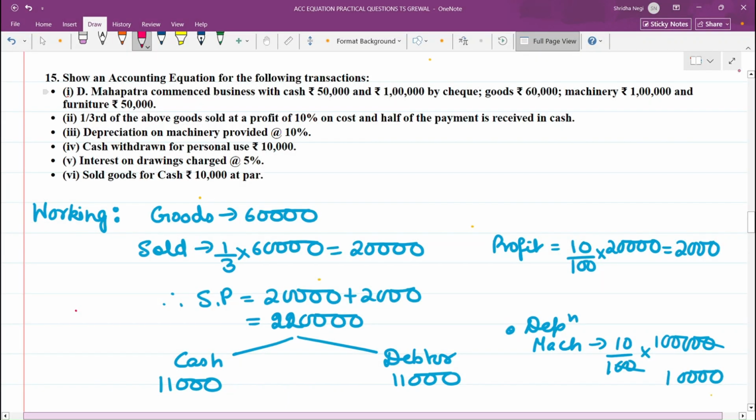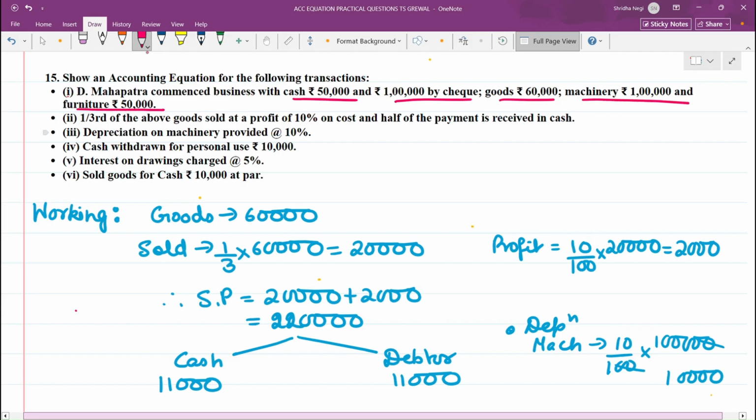Question number 15. Show an accounting equation for the following transactions. D. Mahapatra commenced business with cash 50,000, 1 lakh by check, which means cash at bank. This is cash in hand. Goods 60,000, which means stock. Machinery 1 lakh and furniture 50,000.